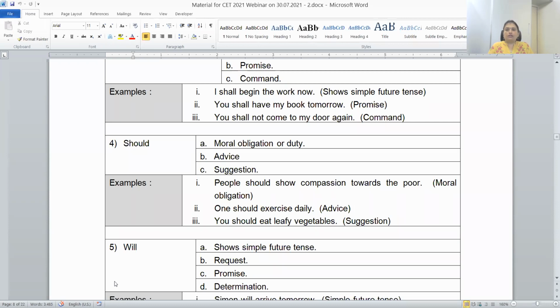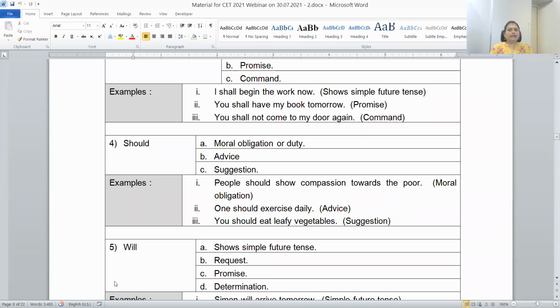Aren't you supposed to do this? Nobody's going to punish you if you don't show compassion. But it will always be morally correct to show compassion towards them. So doesn't it become your moral obligation or duty? Yes. So here it is moral obligation. Second, one should exercise daily. Children, advice. It's an advice. Somebody will tell you, you must exercise or you should exercise daily. So this becomes an advice.